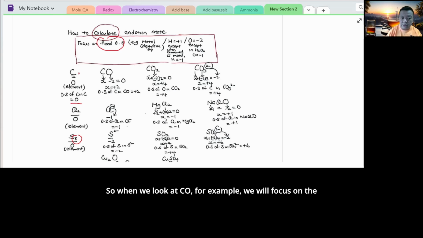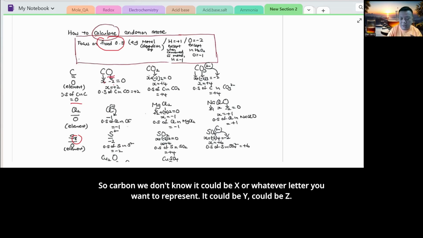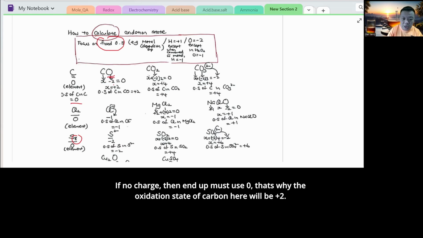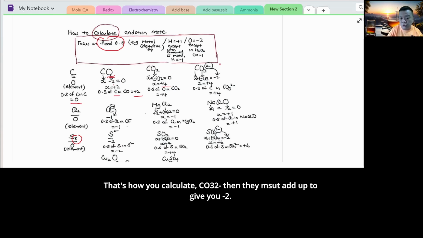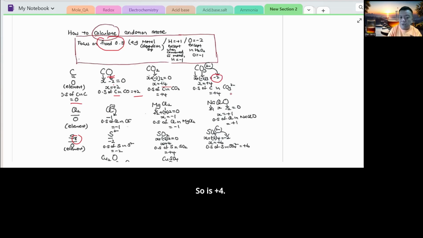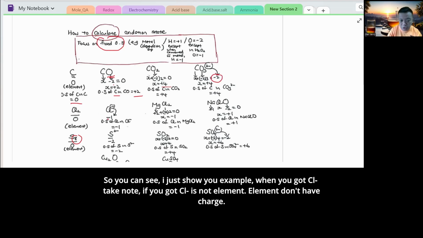When we look at CO, for example, we focus on the one that is fixed. There's oxygen, so it's minus 2. Carbon, we don't know. It can be X or whatever letter you want to represent, it can be Y, it can be Z. If there's no charge here, it must add up to give you 0. That's why the oxidation state of carbon here will be plus 2. If you got CO2, then the carbon here will be plus 4. That's how we calculate. If you got CO3 2 minus, then they must add up to give you minus 2, so it's plus 4. I just showed you examples.